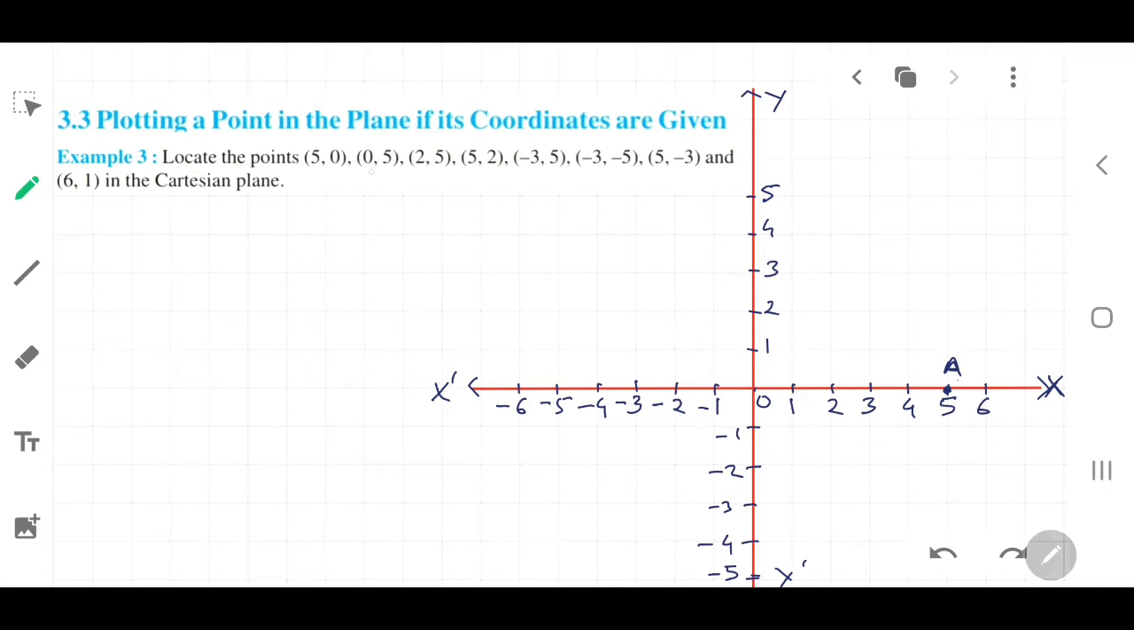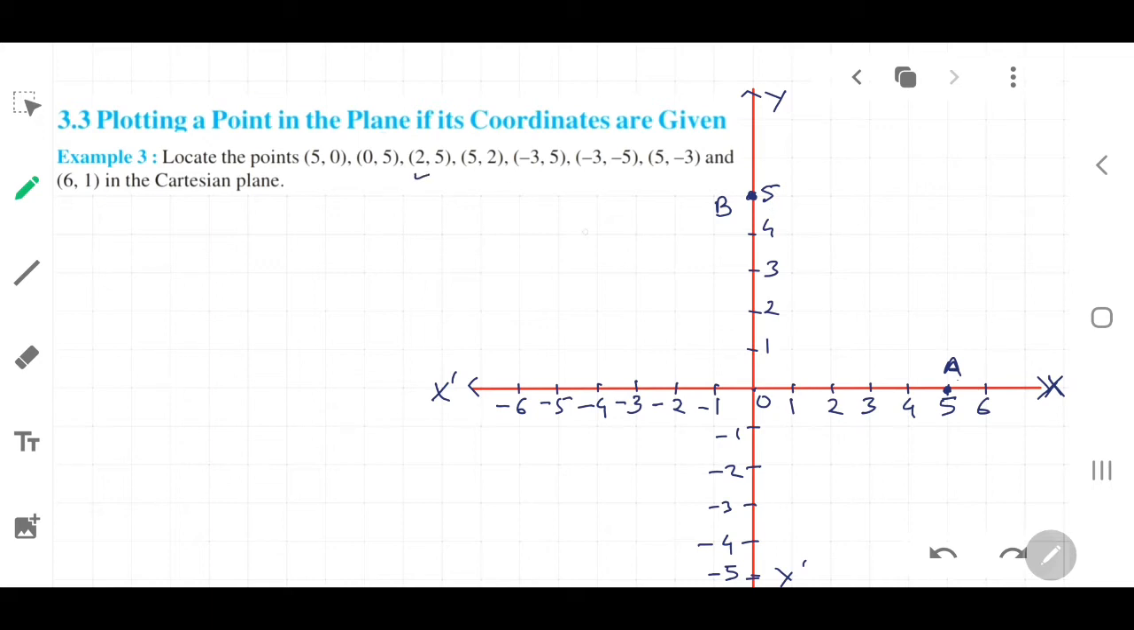Then next one you see 0 and 5. So the first value is for x-axis. 0 means here itself. Correct? And what is the value of y? That is 5. 5 is positive, so it will go upward. So here 1, 2, 3, 4, 5. Here will be the point. And this point you can name it as point B. Correct? So this is the way how we can locate the points.